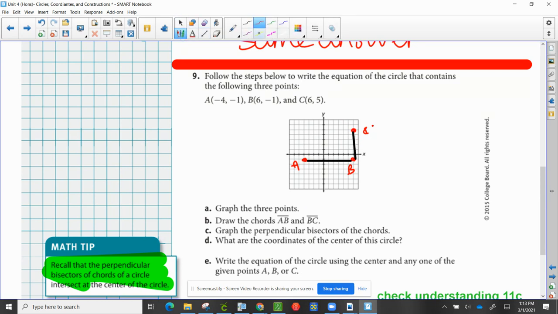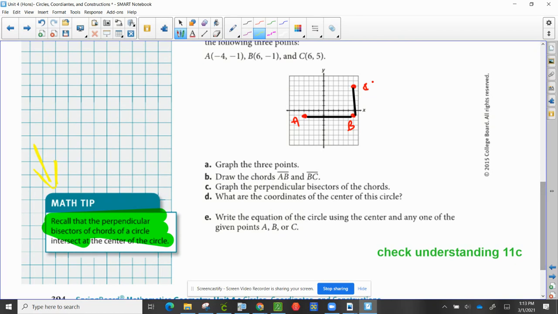But here's the key point, and it's this little math tip right here, which says that the perpendicular bisectors of the chords of a circle intersect at the center. Now, if we remember from our last section, the perpendicular bisector will bisect the chord in the middle. Perpendicular meaning it's going to go 90 degrees, the opposite way. Bisector meaning cutting in half.